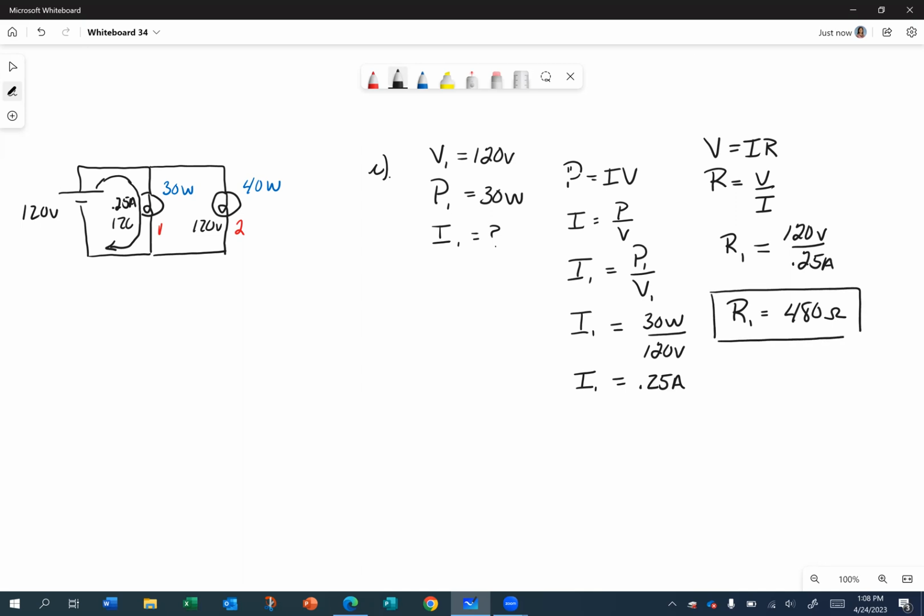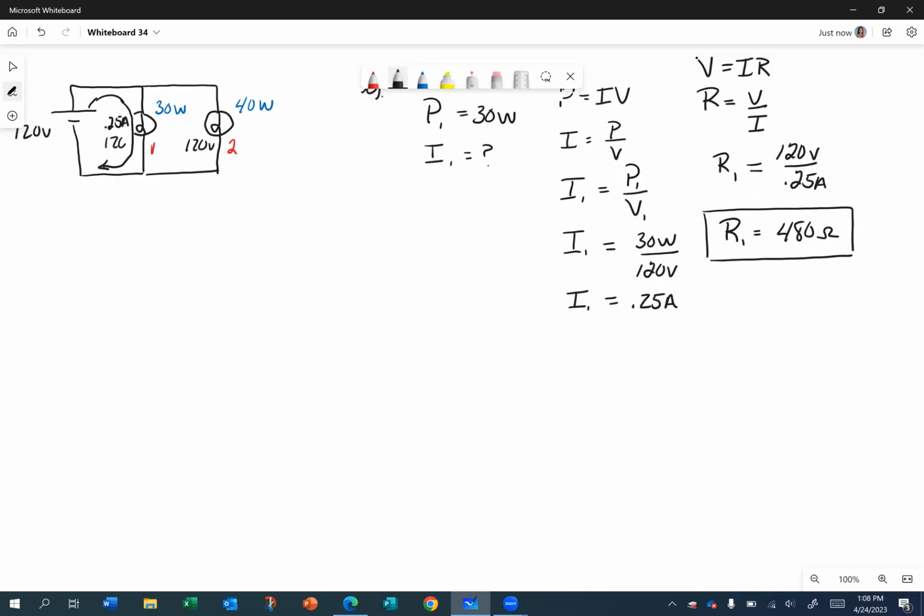So keeping in mind that resistance will not change no matter the voltage that I put across there, no matter the current, that resistance will remain constant, but now I can solve for voltage and current in different situations.